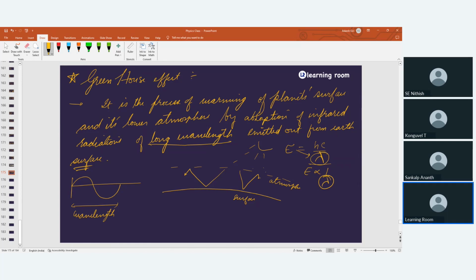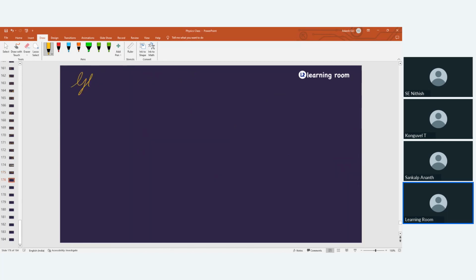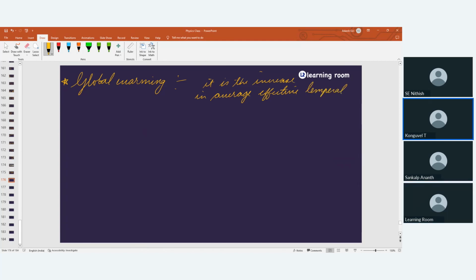Now see here. So this was the basic thing, and the most related phenomenon is global warming. I'll let you write global warming. The most related phenomenon to this is the increase in average effective temperature.